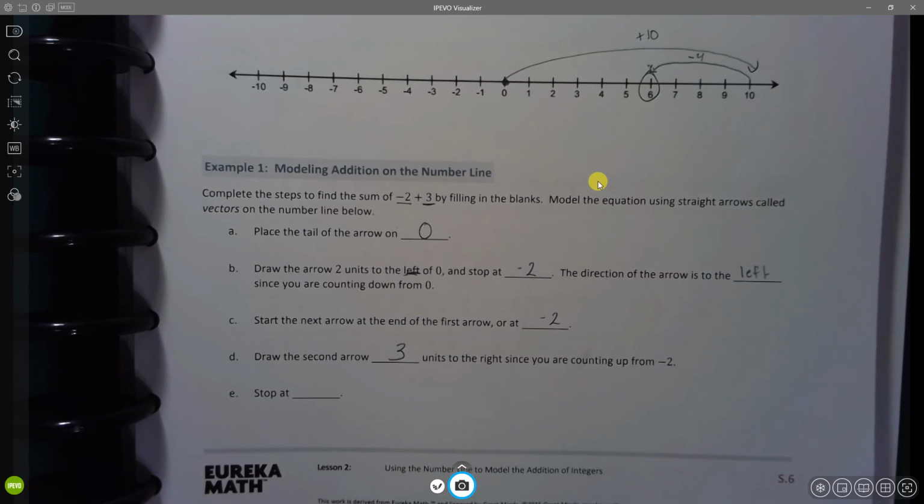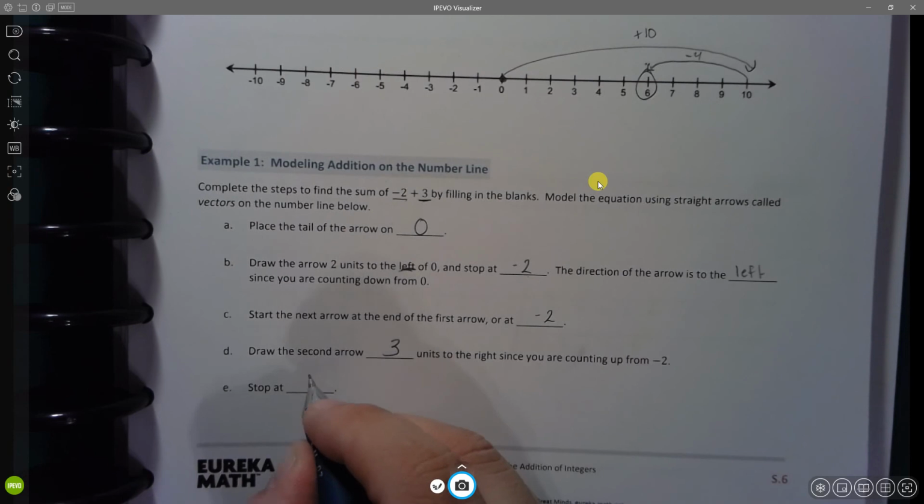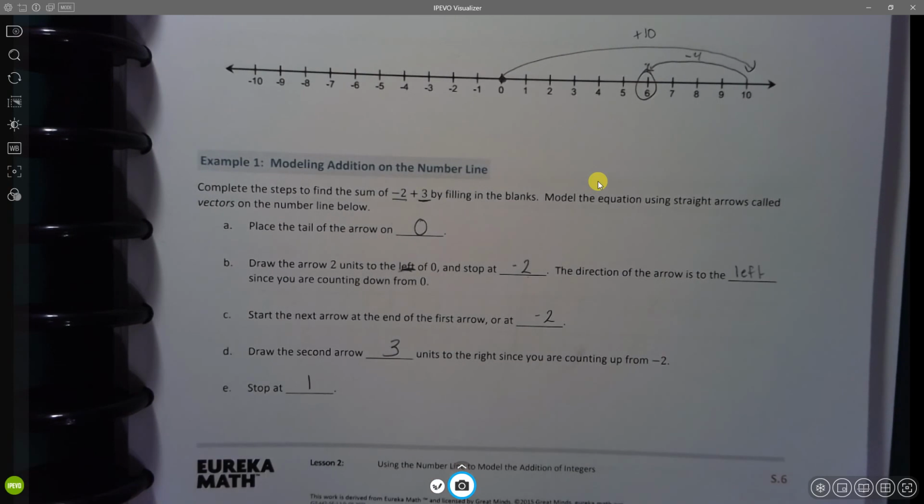We got 1. Do I hear a 1? I think I hear a 1. Yes, 1 is the correct answer. We are at 1. Fantastic.